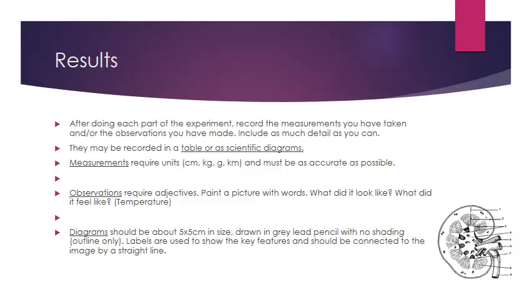Labels are used to show the key features and could be connected to the image with a straight line, just like our picture of the kidney over here. The only problem with this kidney is that you can see that this vein is coloured in grey to show that it's actually blue, and you can see that these patches here have also been shaded grey to show that they're a different section. So this person who wrote this diagram made it very easy for us to understand, but it's not actually a scientific diagram properly.